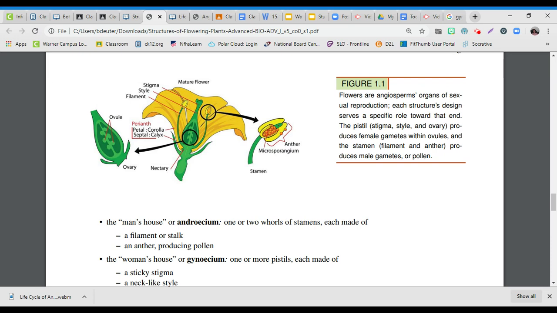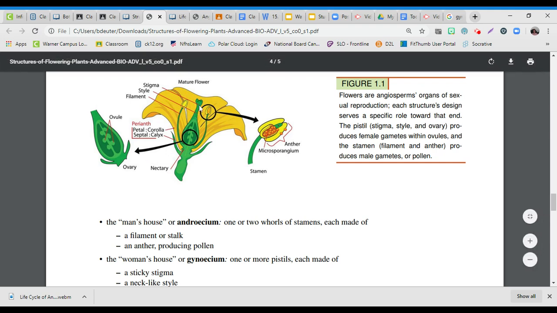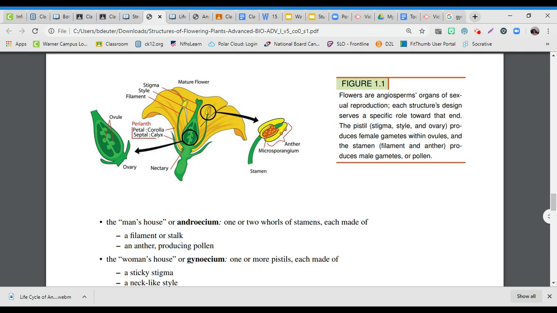Then we have the gymnosperm. This is our woman's house. This is made up of our style, stamen, and filament. Style, stamen, and then it has our ovary and ovum in there. And so this is going to be our female reproductive organ and our male reproductive organ. The female reproductive organ will have our egg hidden within the ovary or ovum. These are the individual ovums or eggs.